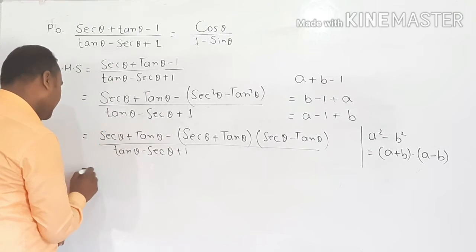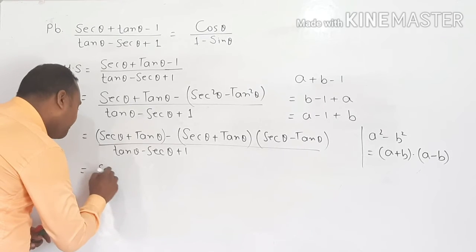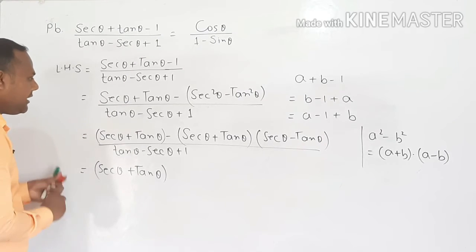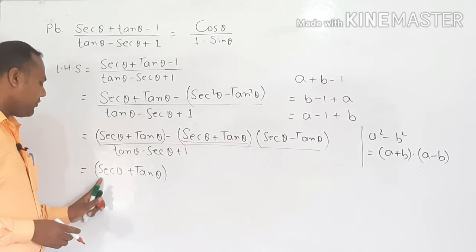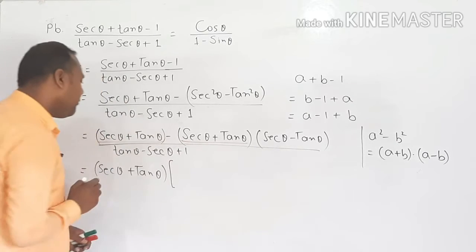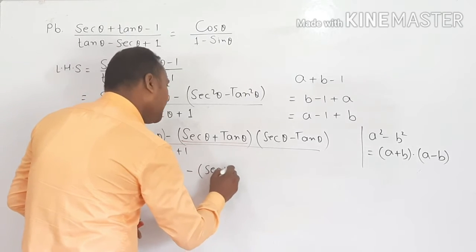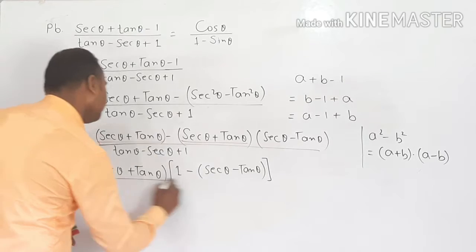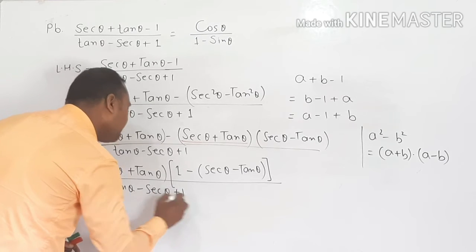Equal to, we can take (sec θ + tan θ) as common, because in this numerator part, this part and this part are common. So we take common sec θ + tan θ. After taking common, we get here 1 − (sec θ − tan θ), bracket close, divided by tan θ − sec θ + 1.